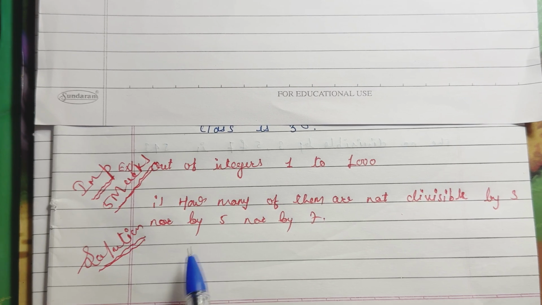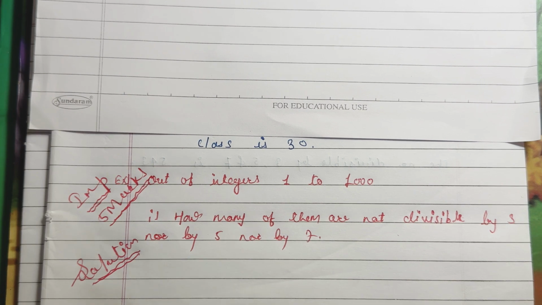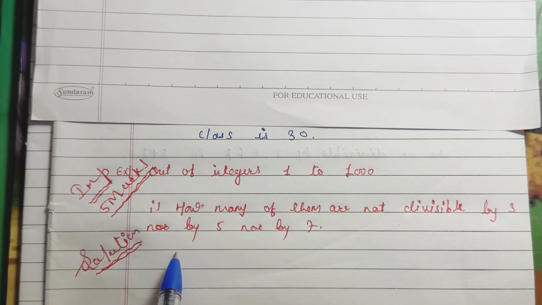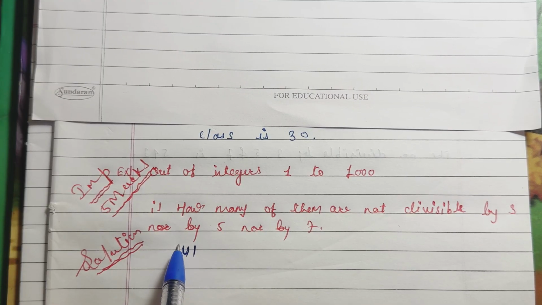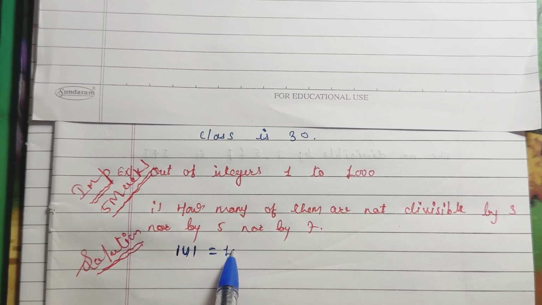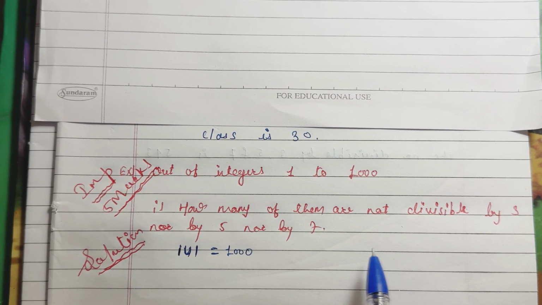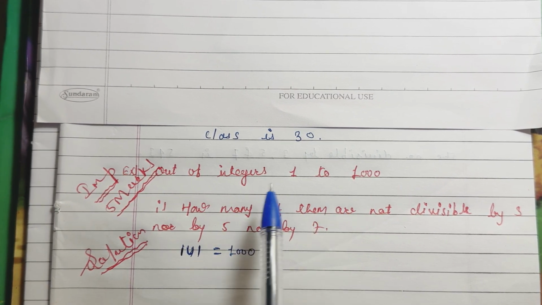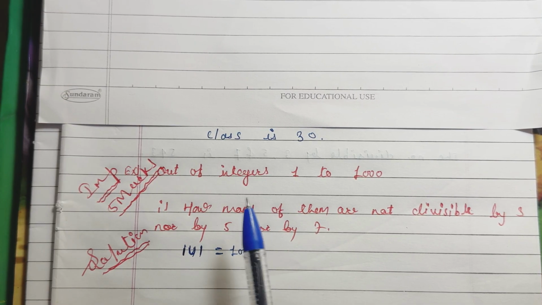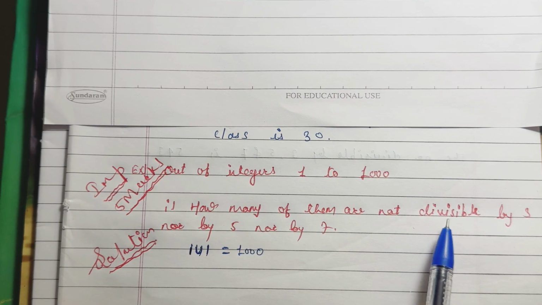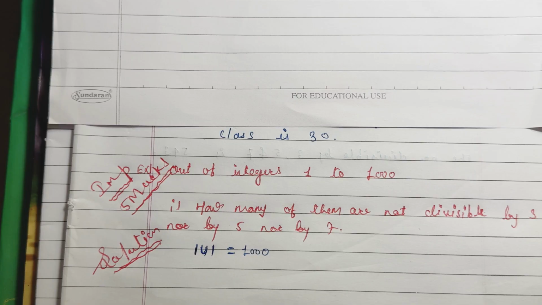First of all, what we have been given is the total integers. That means in our universal set U, the cardinality of U is 1000 integers, from 1 to 1000. Then: how many of them are divisible by neither 3, nor 5, nor 7? So we have these three conditions.